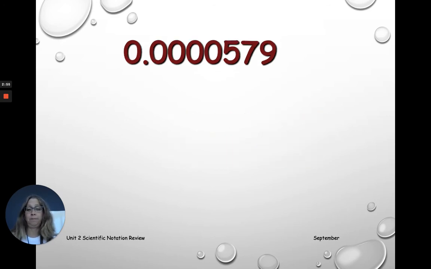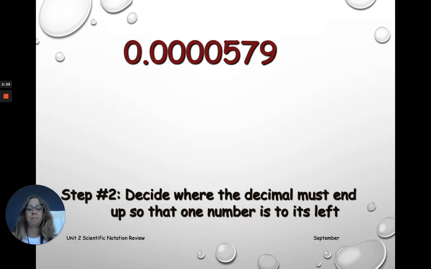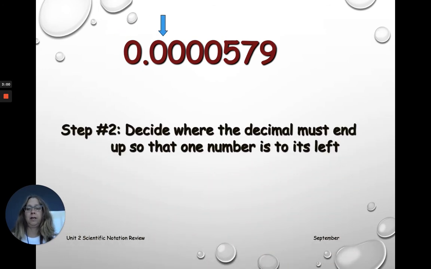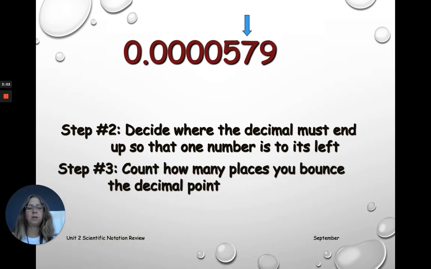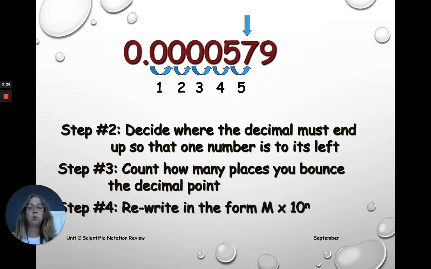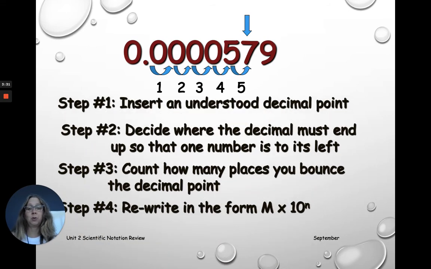So let's look at this one. Okay, this is a very small number. Step 2 is decide where the decimal must end so that one number is to the left. Okay, so it's going to end up here. Step 3 is to count how many places you have to bounce to get to that decimal point. So 1, 2, 3, 4, 5. Okay, so that would leave us right here. Step 4 is to rewrite it in the form of m times 10 to the nth. And yes, we have to insert that understood decimal point. Sorry, a little bit out of order. Let's do that one more time.